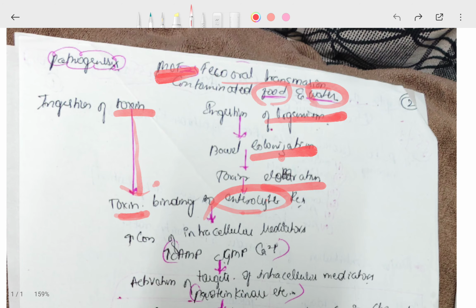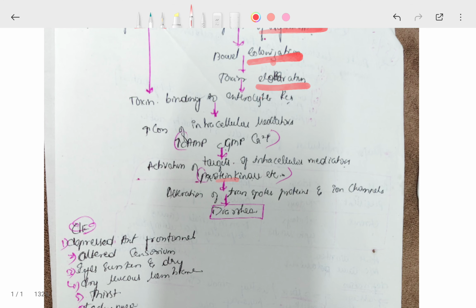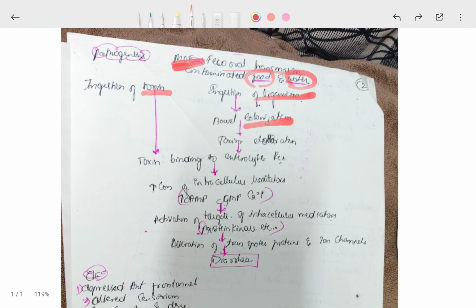Which will activate further, which will activate the protein kinase enzyme, which alters the transporter proteins and ion channels, and everything like sodium and potassium is secreted into the lumen of the gut. All ion channels are altered. So these ions will be secreted into the lumen. Along with sodium, water is also drawn inside the lumen. So you will be excreting watery stools or loose stools. This is all about the pathogenesis.